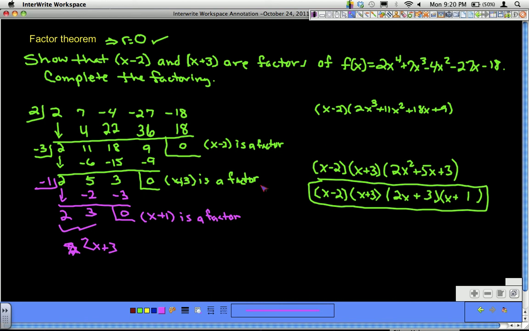Now, you're not always going to get lucky enough just to look at that and go, oh yeah, I know what it should be and do this. You're probably going to go to quadratic or something right here. So, another use, factor theorem, in terms of using synthetic division to do some solutions.